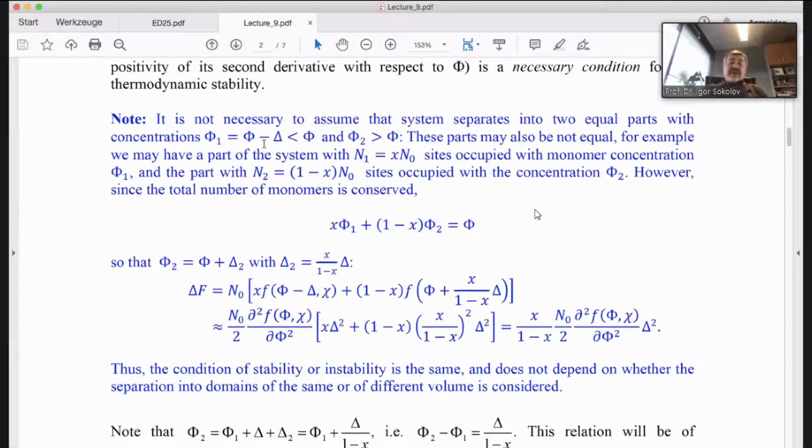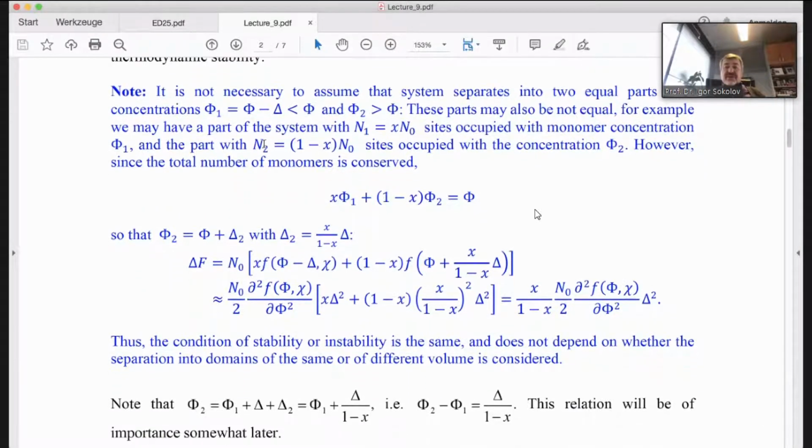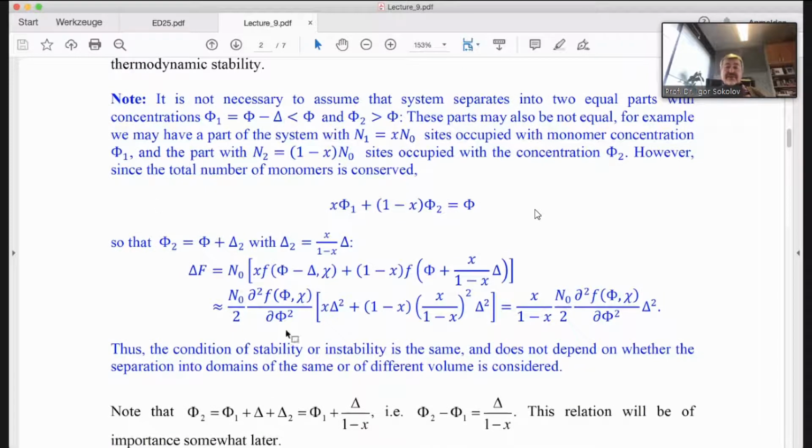Now here I do exactly the same. I show that saying that I have the two states of the same volume with the same delta is not necessary. Why do I show it? Because I will need this calculation later. I don't have to discuss it now. I can come back to it later. The only important thing here is the following.